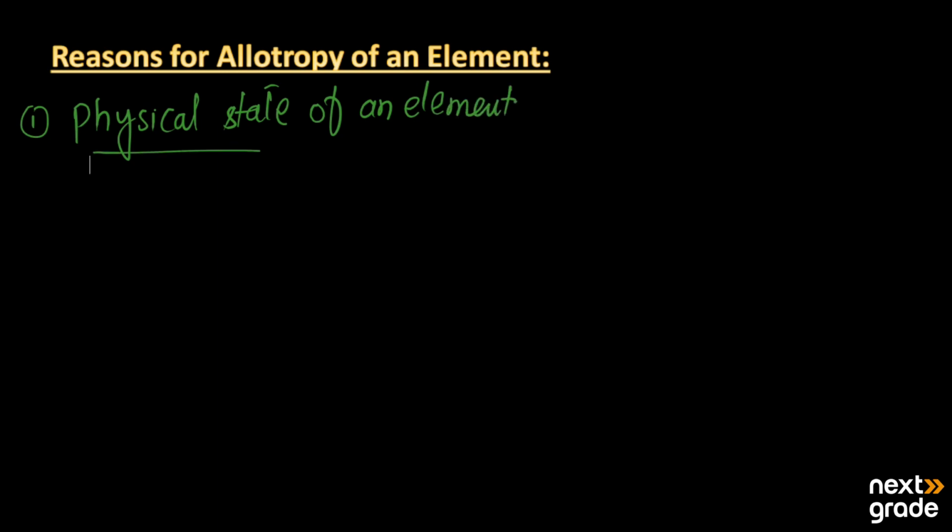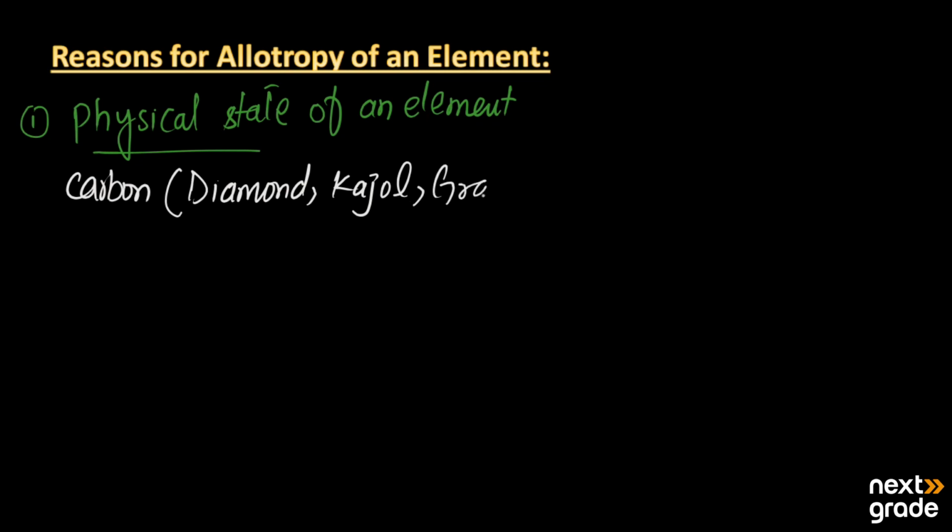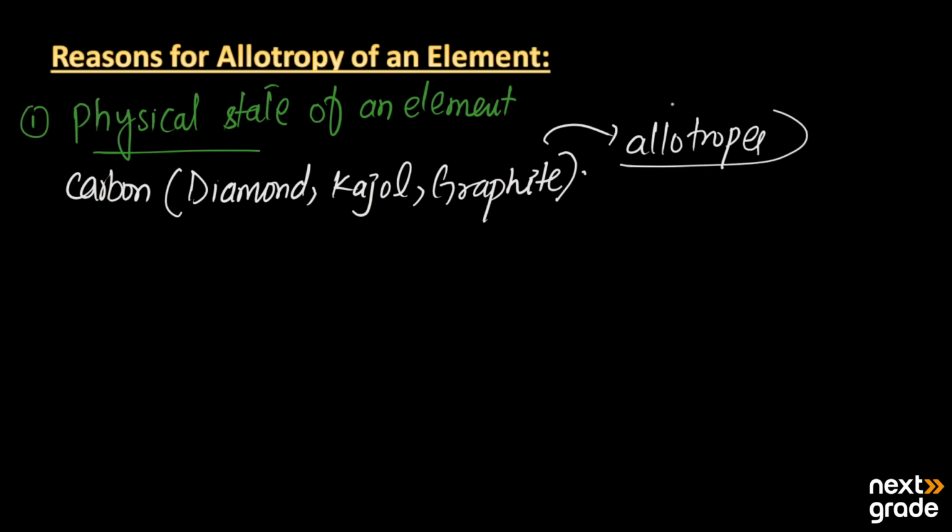For example, we have carbon. It can exist in the form of diamond, in the form of kajal, and in the form of graphite. All these are the different physical states of carbon, and these are known as its allotropes. So allotropes may exist due to the different physical states of an element.